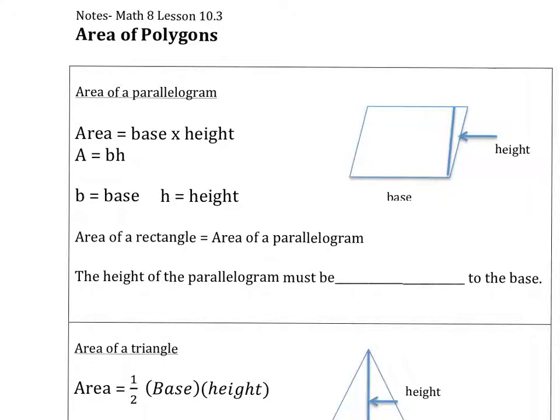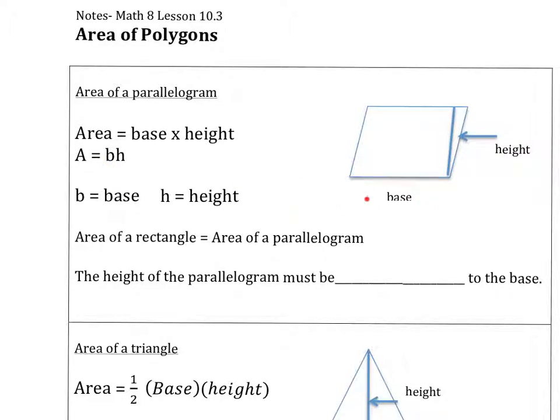Today we are doing 10.3, area of polygons. And here we have the area of a parallelogram. And if you look, here's a picture. In order to find the area of a parallelogram, you will need to use this formula where area equals base times height. So here is our base, and here is our height.